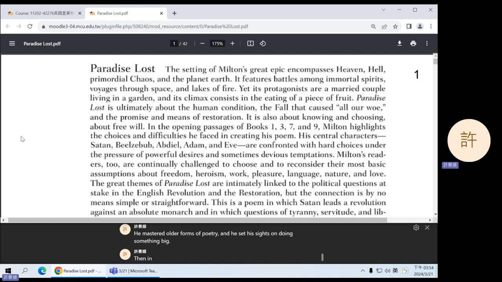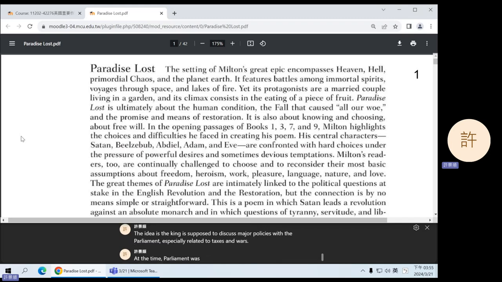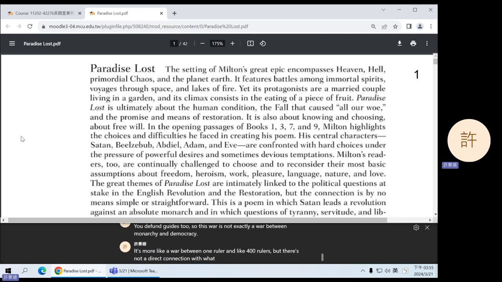Then in 1642, the English Civil War started. The English Civil War is fought between the armies of the king and the armies of the parliament, 国会. The idea is the king is supposed to discuss major policies with the parliament, especially related to taxes and wars. At the time, parliament was not always directly elected. Parliament sometimes was chosen from local nobles, 地方贵族. So this war is not exactly a war between monarchy and democracy. It's more like a war between one ruler and like 400 rulers. But there's not a direct connection with what the people wanted.